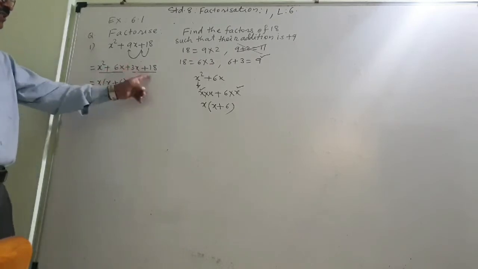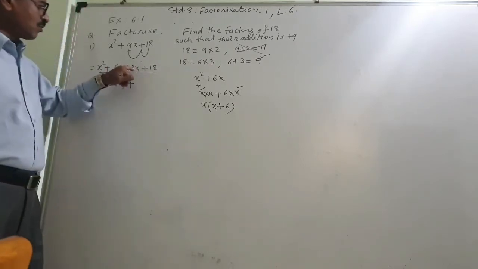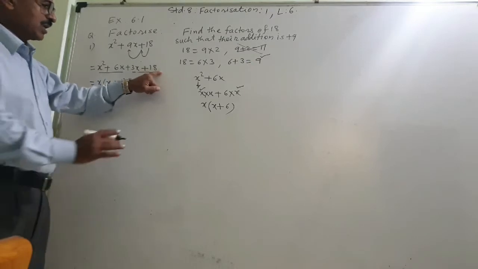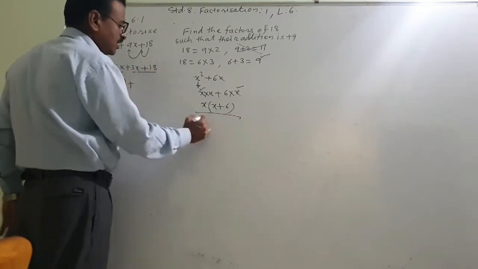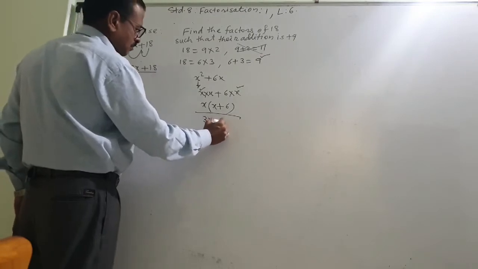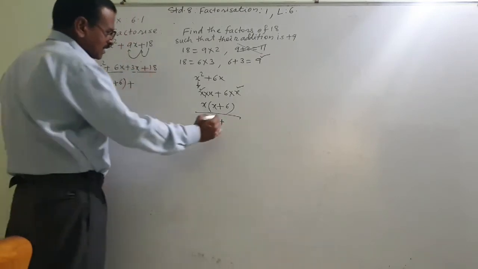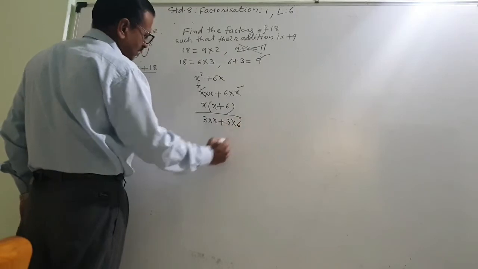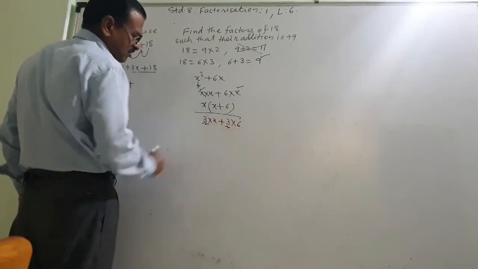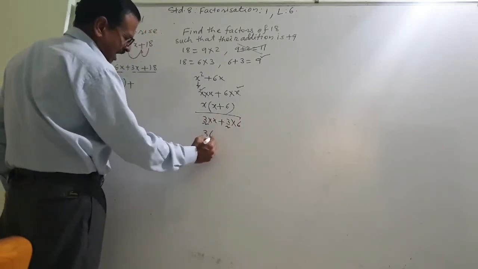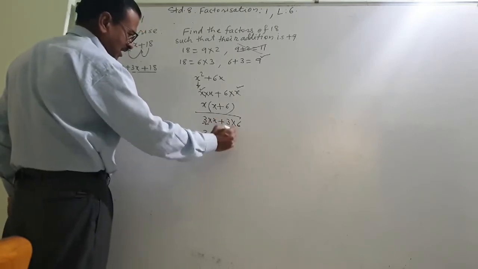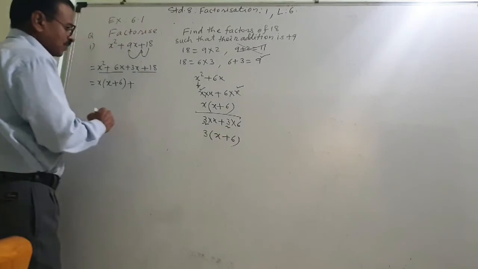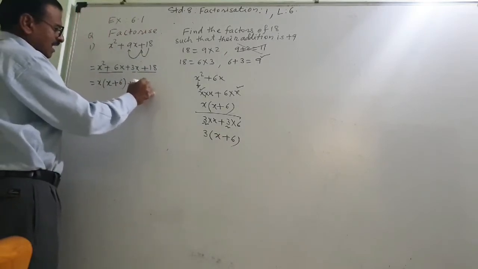Plus, now for this, what is common? x is only here, here there is no x. So there is no question of taking x as common. So this is 3 into x plus this I can write as 3 into 6. So I find that 3 is common. So 3 I will take out. x is remaining plus 6 is remaining. So (x + 6) is common.